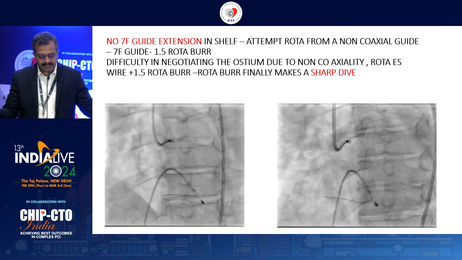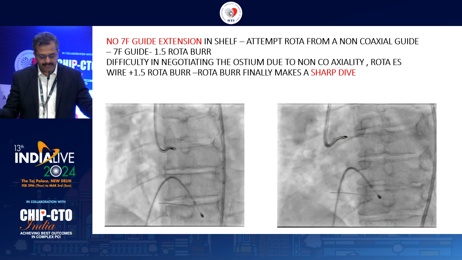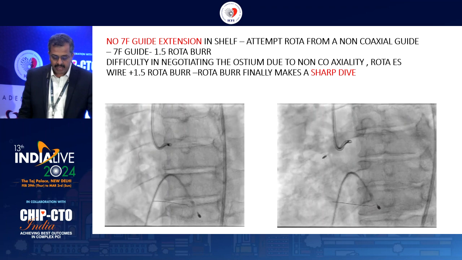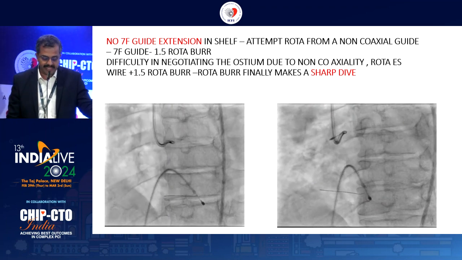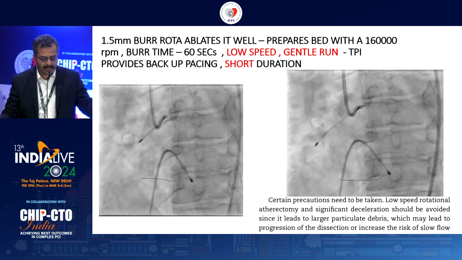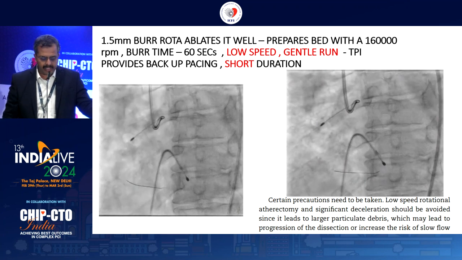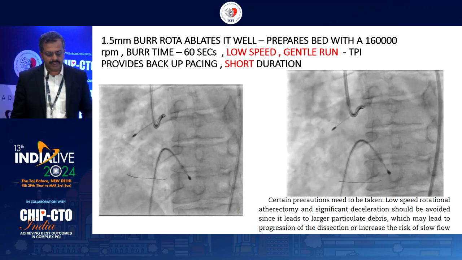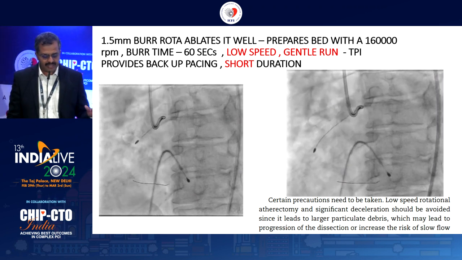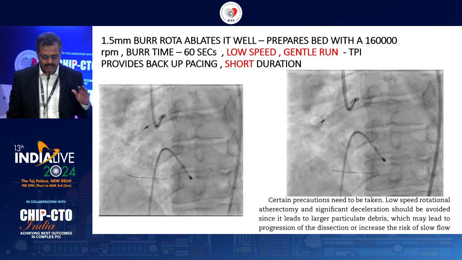But finally, after some time, with the Rota extra support wire, the 1.5 bar makes an abrupt sharp dive into the coronary. You can see on the left-hand frame, it makes an abrupt sharp dive getting into the vessel, and once the Rota bar was inside the vessel, the rest of it was quite easy. The 1.5 bar ablated it well. We prepared the bed with 160,000 RPMs, 1 minute of ablation. Since it was dissected, we went with a slow, gentle run with TPA backup pacing and short duration of run.